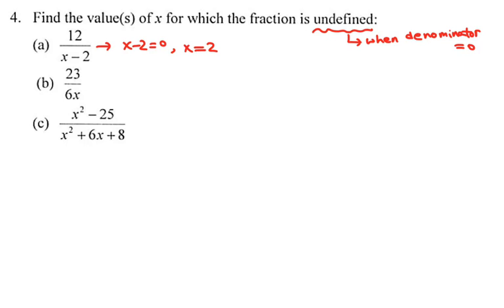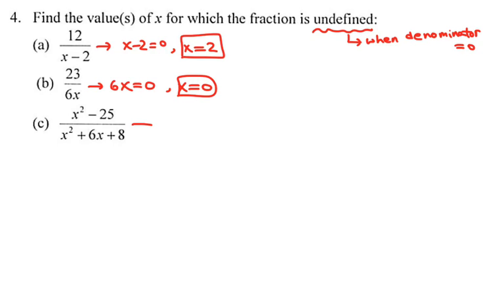Number B. In this case, we just have to have the denominator, which is 6x, equal to 0. For what value of x does 6 times x become 0? That's right, you get to see that x must be equal to 0. Alright, how about the third case?